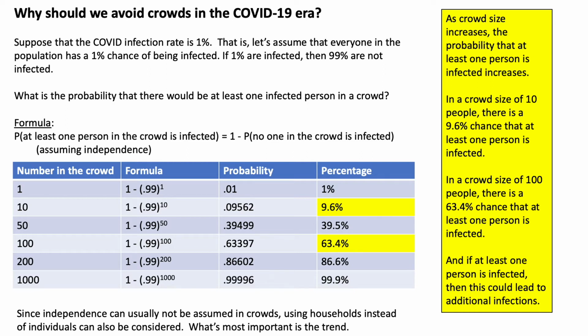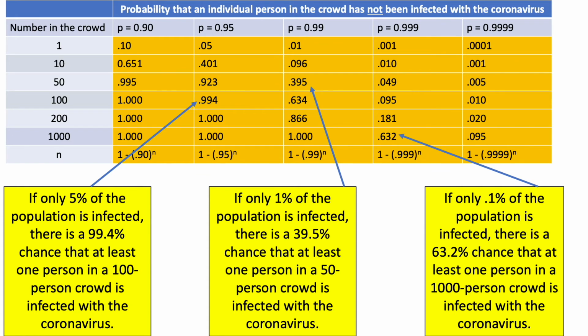And of course, if at least one person in the crowd is infected, then that could potentially lead to other infections. Here's a larger table. If you wanted to interpret some of these probabilities, if only 5% of the population is infected, that means 95% of the population is not infected. Then if you have a 100-person crowd, there's a 99.4% chance that at least one person in the crowd is infected.